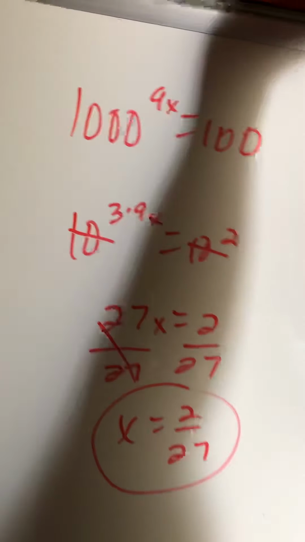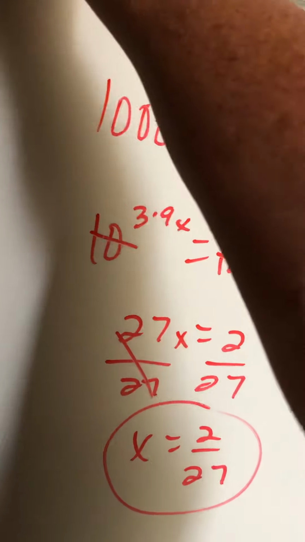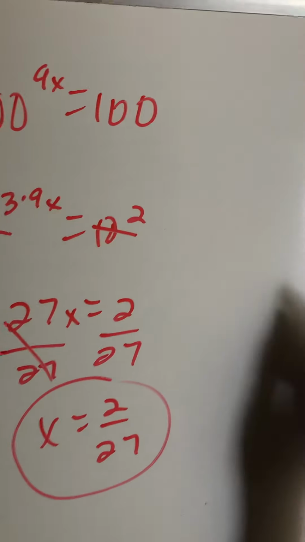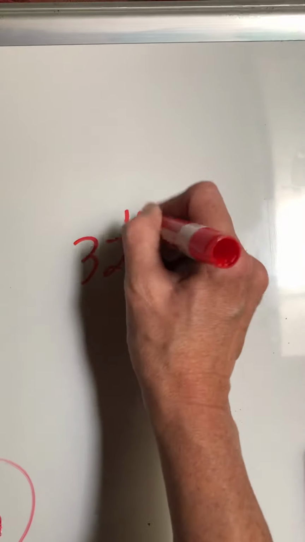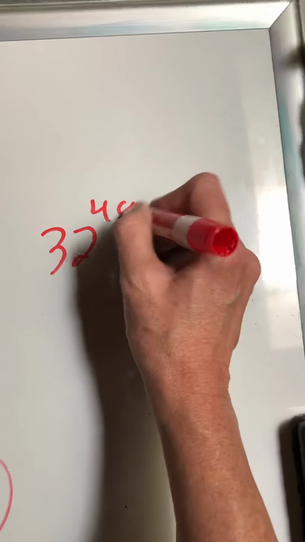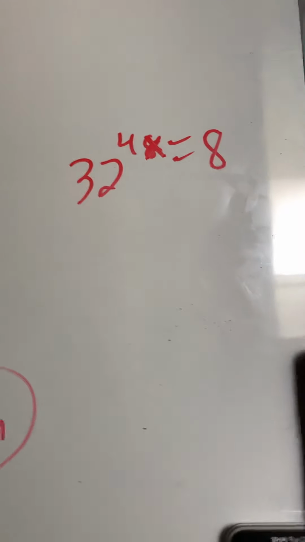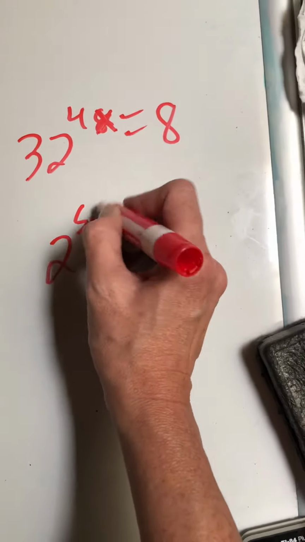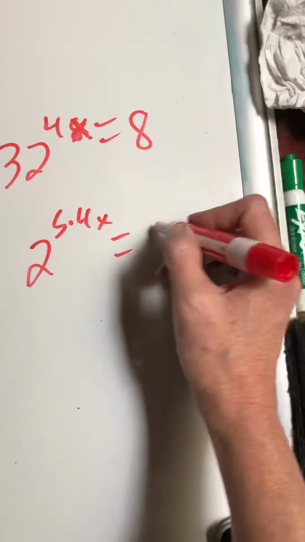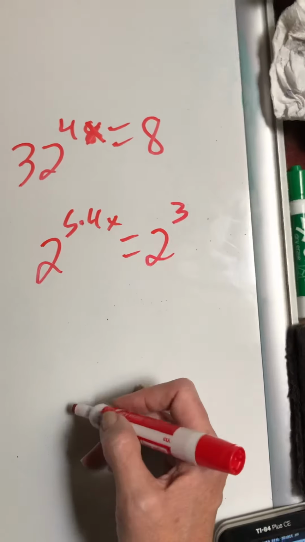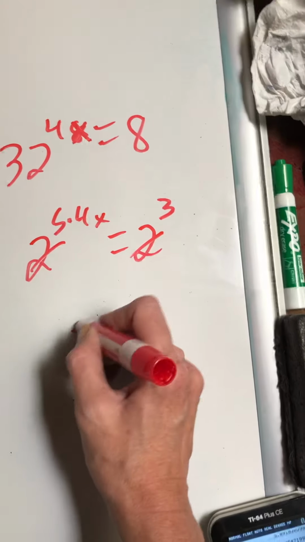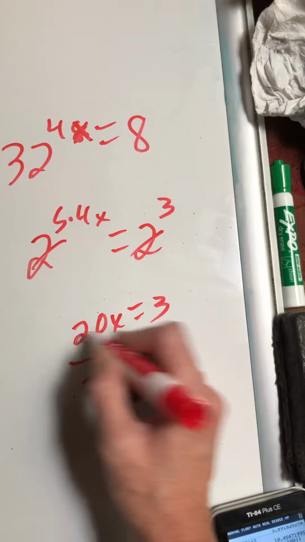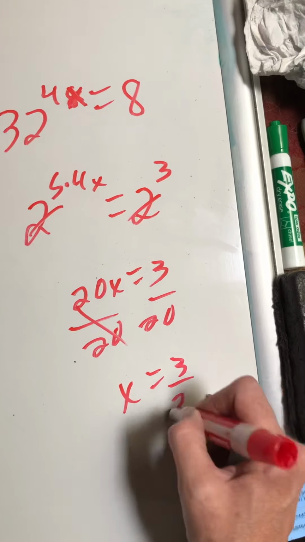Let's see, do we have another one of those? No. This one works like it, that's an x, that's not a 48. So 32 to the 4x equals 8, because we can change 32 to 2 to the 5th. And then 8 is 2 cubed. So the 2's cancel. You're left with 20x equals 3. And then you divide by 20. So x is 3 over 20.